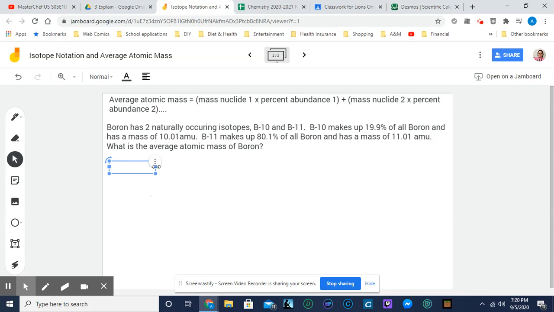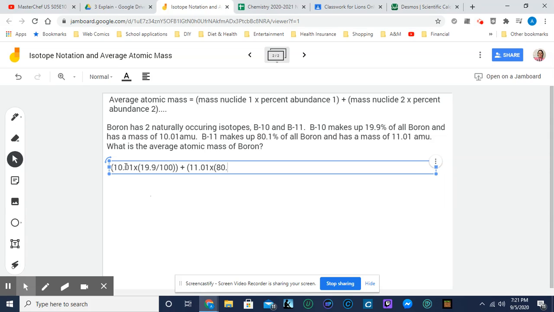And I'm going to type it because I've learned that writing on these Jamboards just does not work well with my mouse. All right, so we're going to take the mass of the first isotope, which is 10.01, and we're going to multiply that by the percent abundance, and then I'm dividing that by 100 to convert it to decimal form. And then we're going to do the same thing again for the second isotope, 80.1 divided by 100.